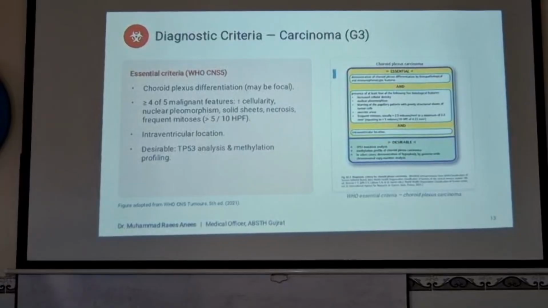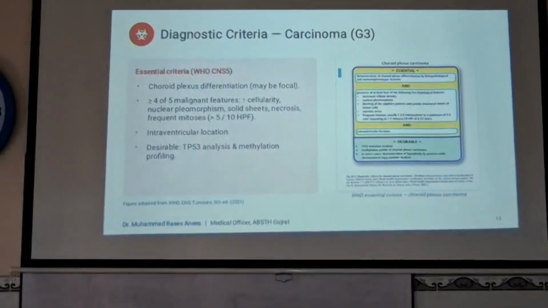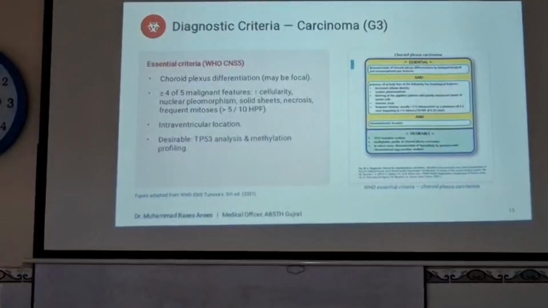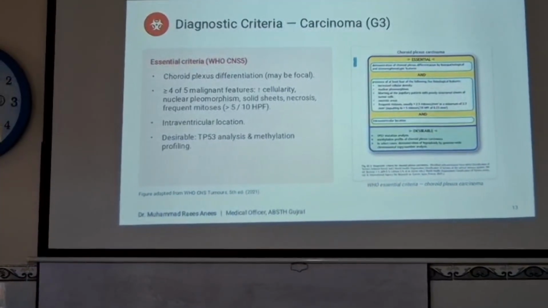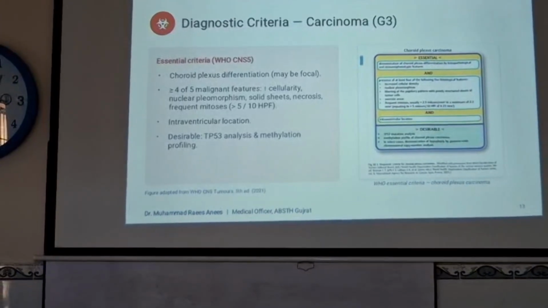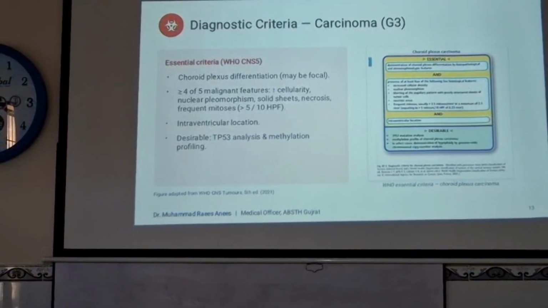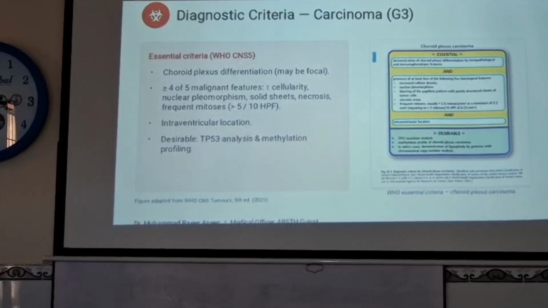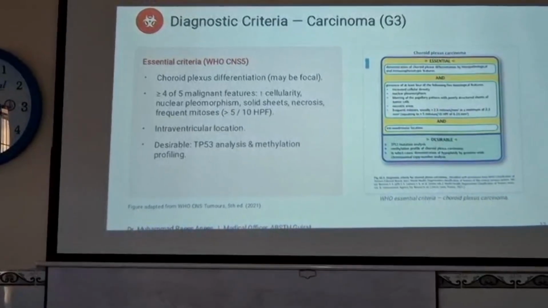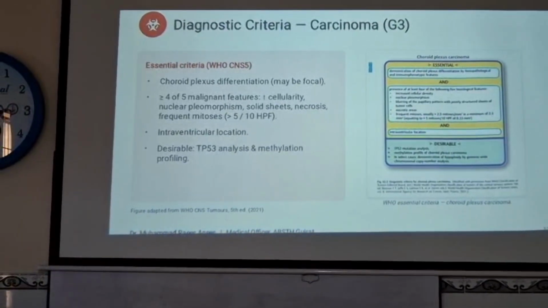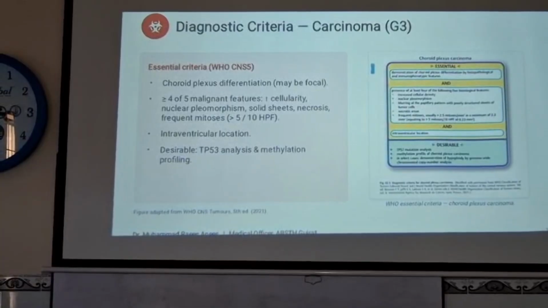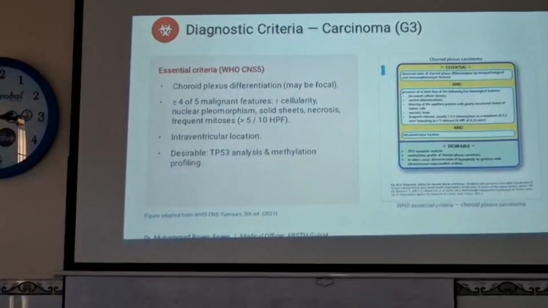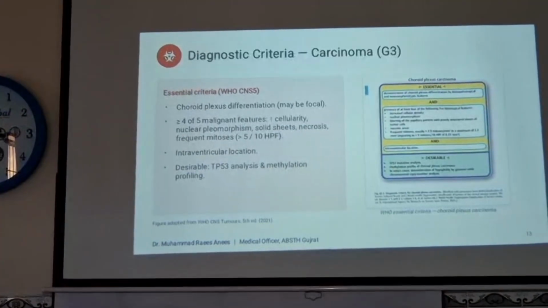So the essential criteria for the carcinoma include choroid plexus differentiation and greater than 4 to 5 malignant features: increased cellularity, nuclear pleomorphism, solid sheets, necrosis, and frequent mitosis. In atypical papilloma mitoses are greater than 2, but in carcinoma it should be greater than 5 under high magnification microscopy. Also the intraventricular location, and TP53 analysis and methylation profiling are favorable in the case of carcinoma.